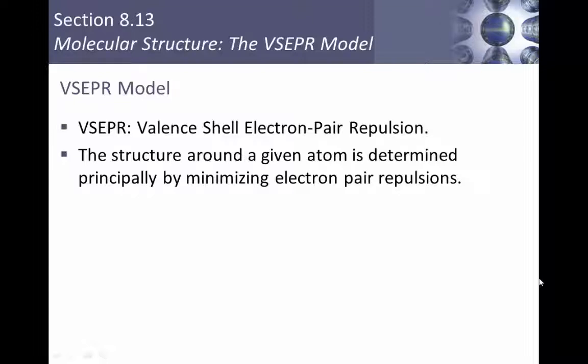VSEPR stands for valence shell electron pair repulsion. And what it does is it shows the structure being formed by minimizing the electron pair repulsions. So the electrons want to be as far apart as they possibly can.